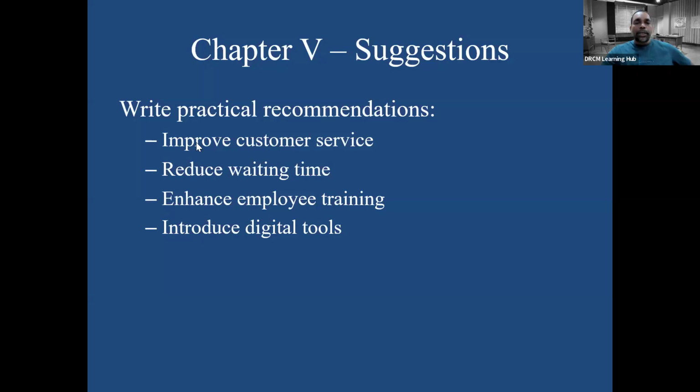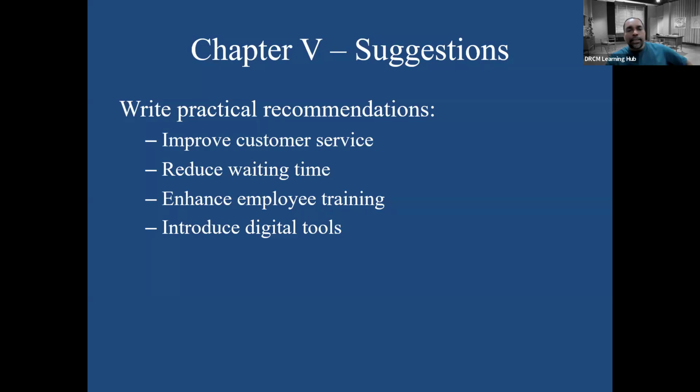If you are giving a suggestion, say improve customer service. Suppose your results are saying poor customer service of that bank, the results you are getting in findings. Then you can give the suggestion, improve customer service. Suppose you found the waiting time is more in ATM. Then you can write a suggestion, reduce waiting time in ATM to get the money. This is your suggestion. Whatever results you are getting, the related recommendation or suggestion you have to write.